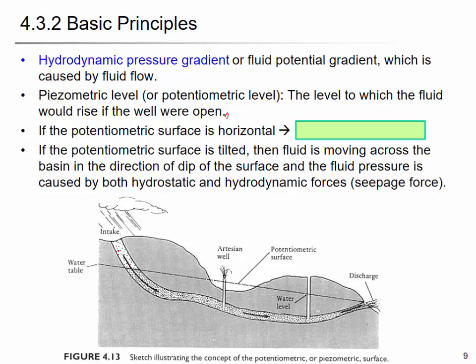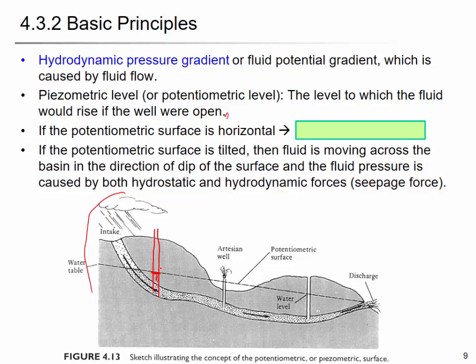Then, for example, in this diagram, you have water intake at the mountain area, and you have groundwater discharging to the valley area. Right? So there should be a water movement from here to here. Then what you can do is drill a well, drill a hole, and just install a pipe. Then there will be water coming up. And then you can measure the depth of the water surface from the surface.